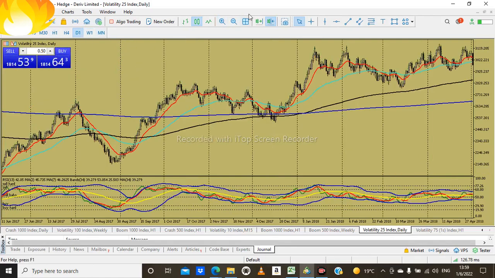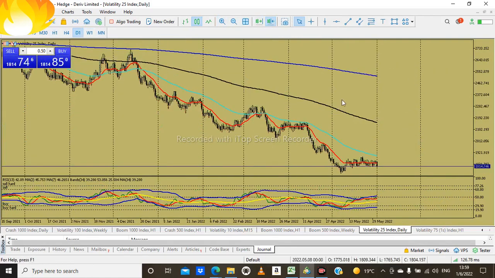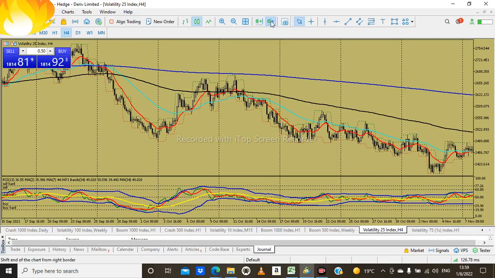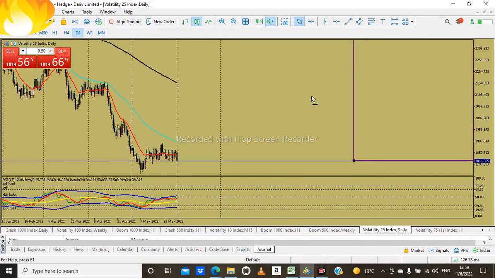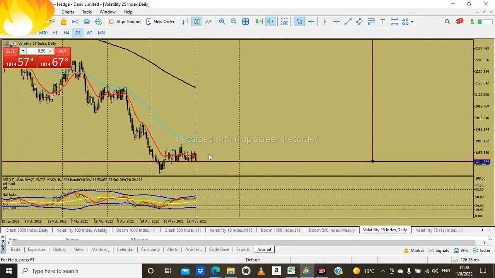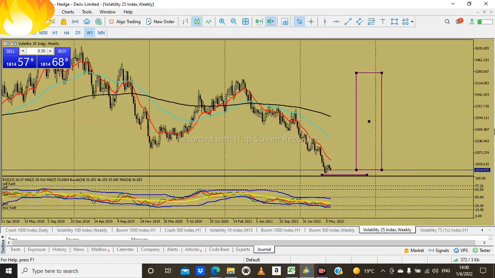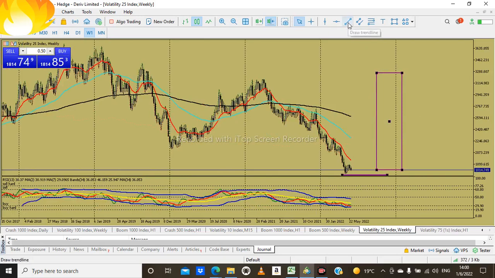Okay. And I think it's going to do that. It seems to have rejected this area, but we have to look for good entry points. Good entry points. Let's look for good entry points.